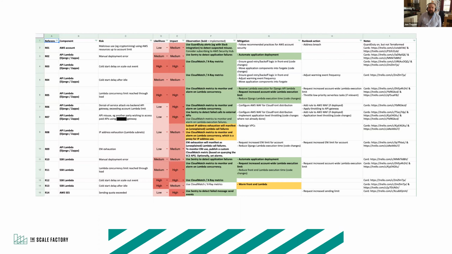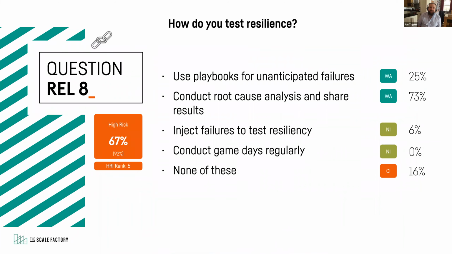So the notably bad reviews that we found in this area is most teams are not really testing for resilience. You can see 73% of teams are conducting root cause analysis and sharing results. So in the event of things failing, people are generally looking into it and understanding why. But there is very little pre-planning or anticipation of potential failure modes. And it's not hard work, but it feels unnecessary to people who are really keen on chomping out features.